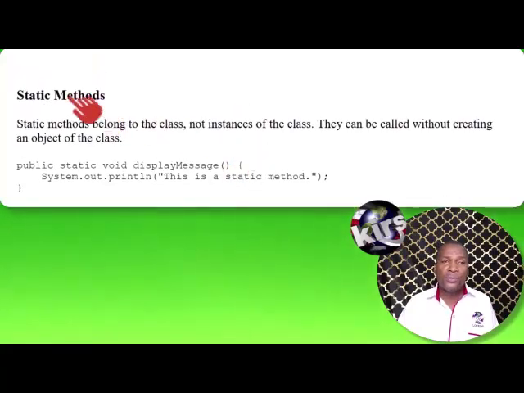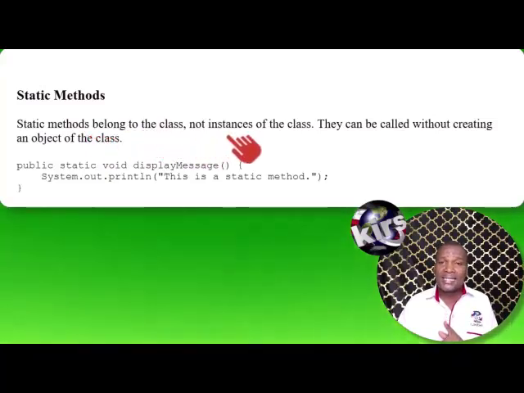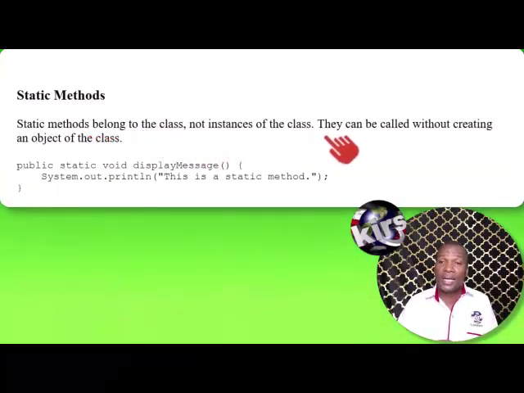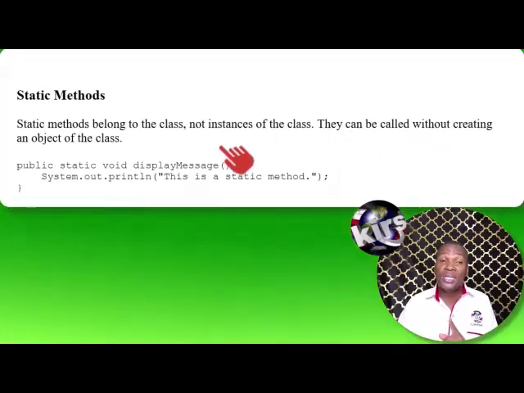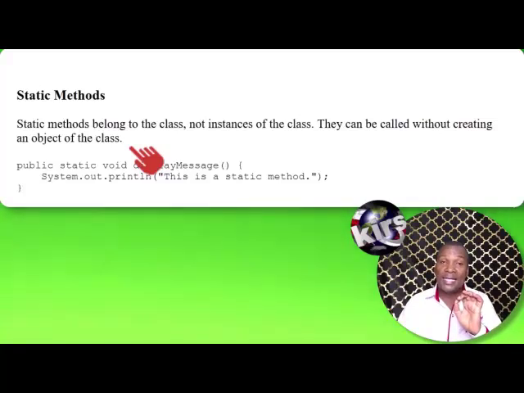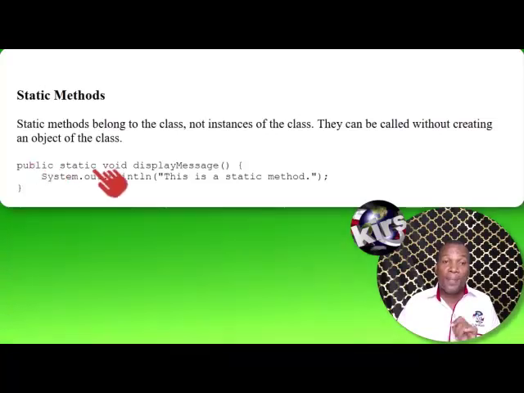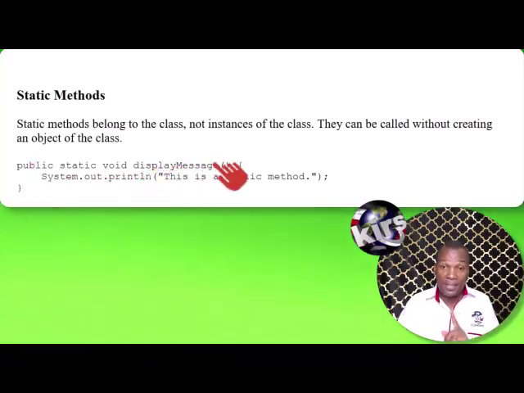Then we have what we are calling static methods. A static method belongs to the class, not instances of the class. This can be called without creating an object of the class. For example, what we were discussing in the main method components. Public static void displayMessage. This one has no arguments. System.out.println. This is a static method.